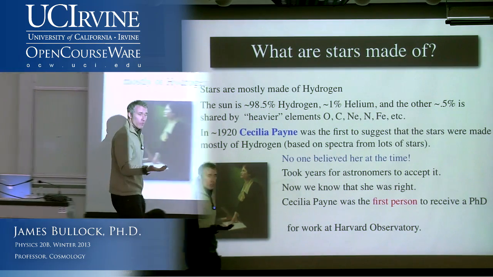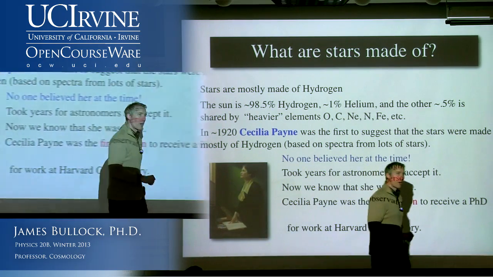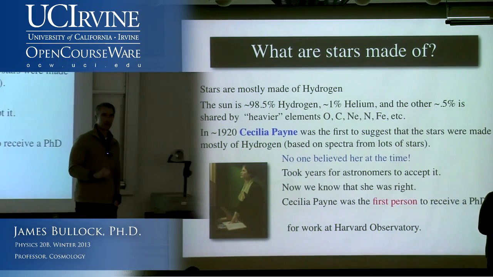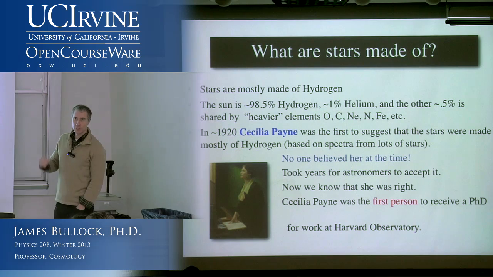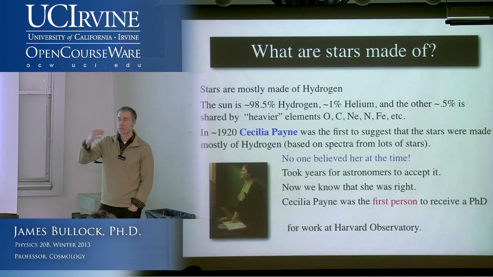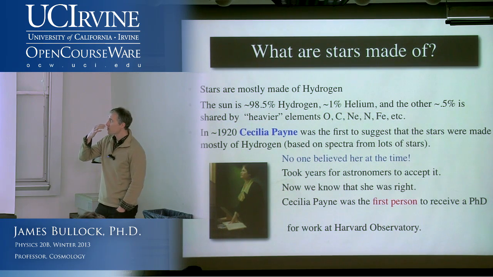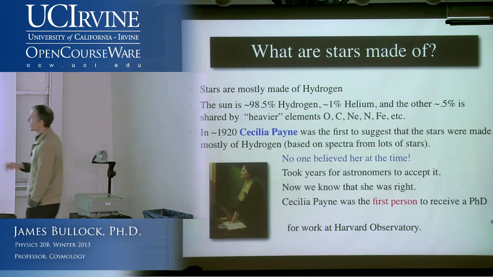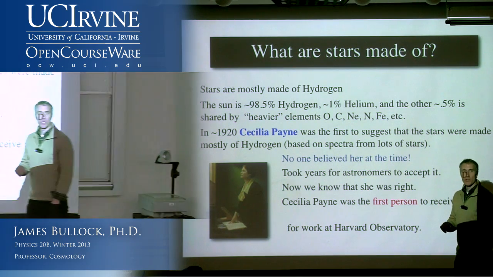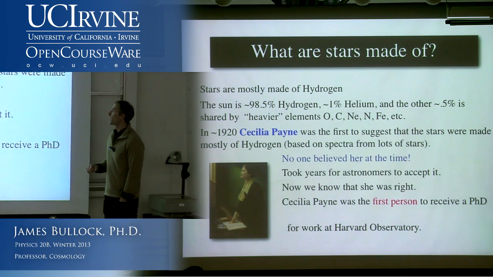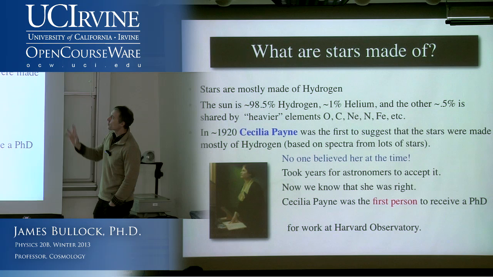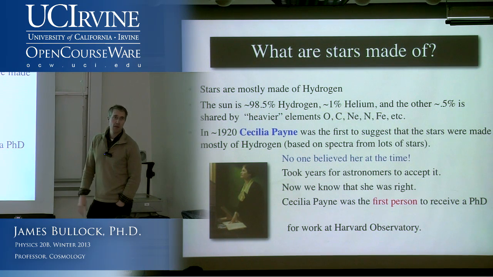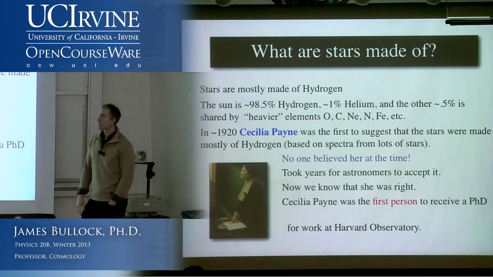So then you could ask the question, what are the stars made of? What is the sun made of? And then by extension, what are the stars made of? Well, stars are made of mostly hydrogen, it turns out. Far and away, they're made of hydrogen. The sun is 98.5% hydrogen and about 1% helium, and everything else are heavier elements. And I'll talk about those heavier elements in a bit. So the sun is mostly hydrogen and helium.